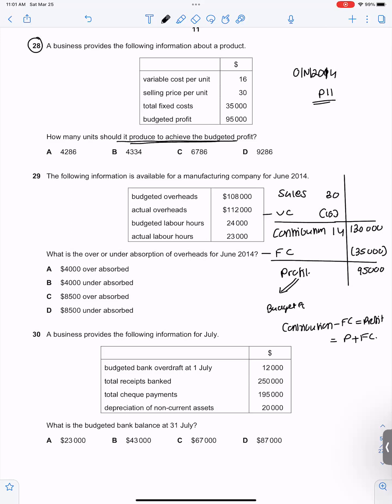Contribution per unit is 14. Total contribution is 130,000. Then you divide, so how many units could you have sold? So 130,000 divided by 14 is 9285.7, which is 9286. So you have to sell 9286 units to get the budgeted profit.